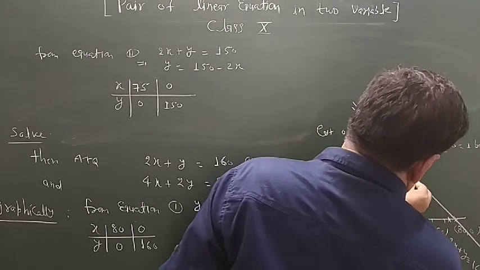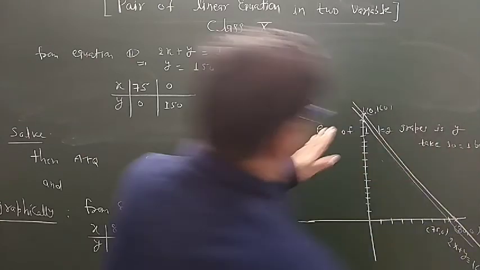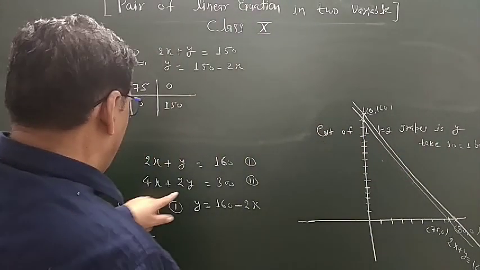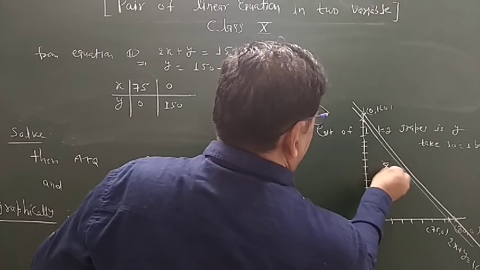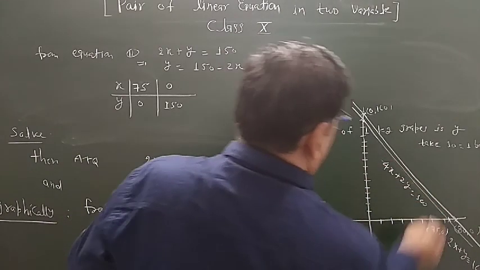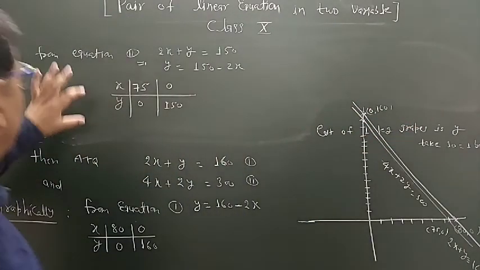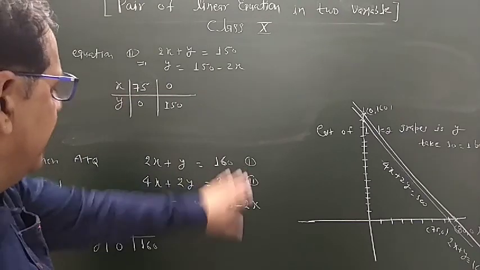This is the second line, representing the equation 4x plus 2y equal to 300. So this is the graphical representation of these two equations, first and second.